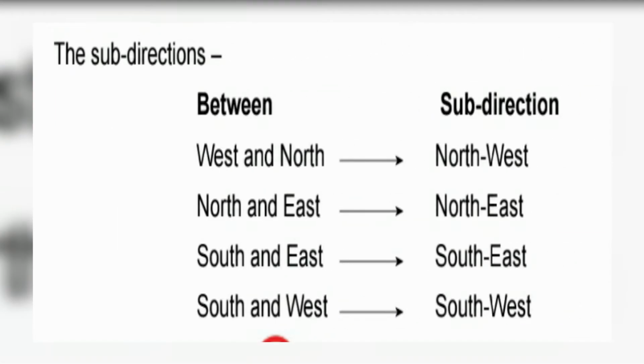The sub-directions lie between the main directions. West and north, northwest; north and east, northeast; south and east, southeast; south and west, southwest.